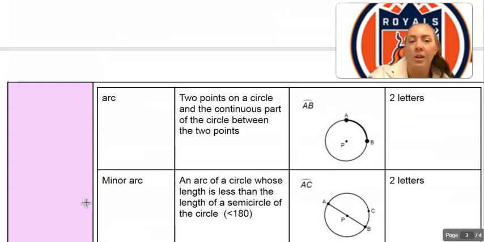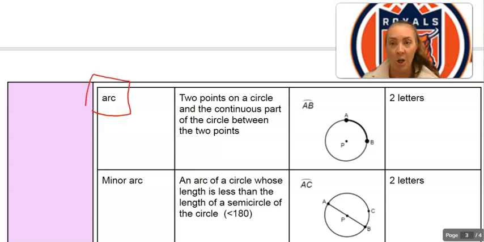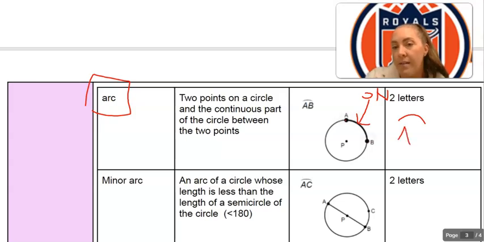All right, now the last 4 terms are all kind of related. So in general, we're going to talk about arc. So an arc kind of sounds like an arch, or it's the curved part of the circle. So it's actually on the circle. It's not inside. 2 points on a circle and the continuous part of the circle between the points. So we made this dark. So we're going to use 2 letters and the symbol is like that curved arc. You want the starting and stopping point of the arc.